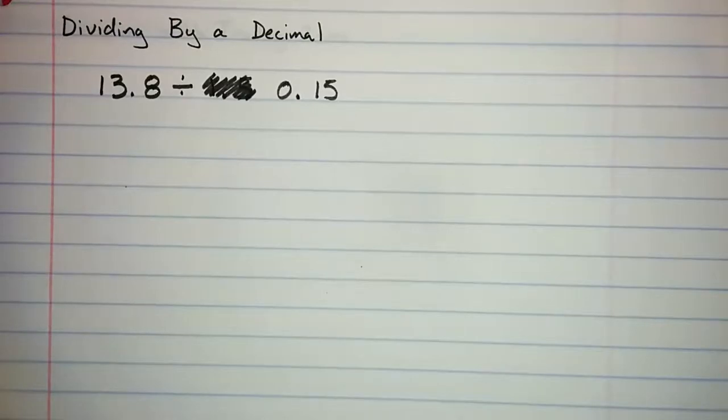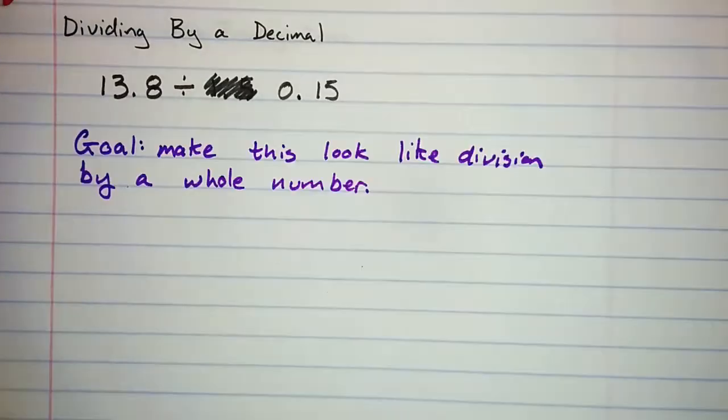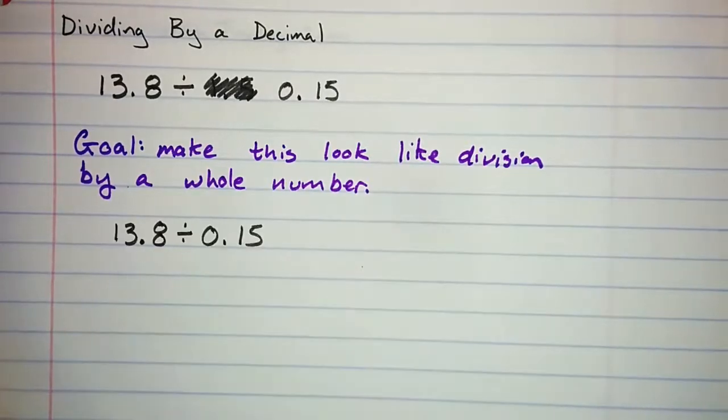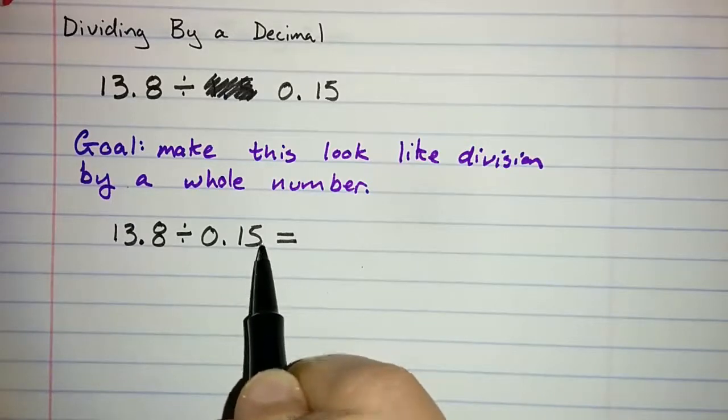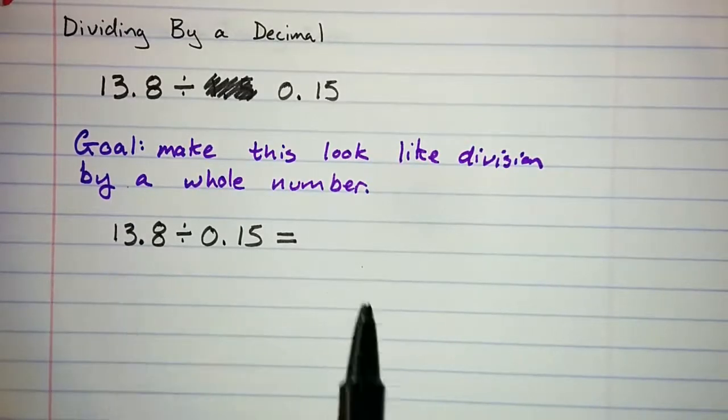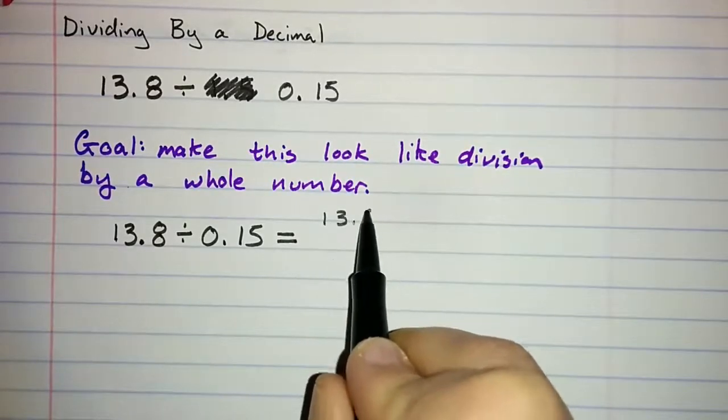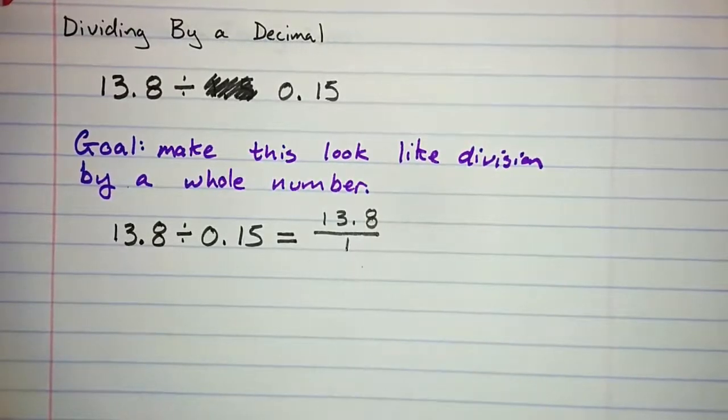And so whenever something feels like it's going to be awkward to keep track of, I'm going to try to make it look like a problem I've solved earlier. My goal here is to make this look like division by a whole number. So how should I do that? Well, I'll have my 13.8 divided by 0.15. And I'm going to think of just the 0.15 in fraction notation. I'm going to pretend that 13.8 is a perfectly good whole number.